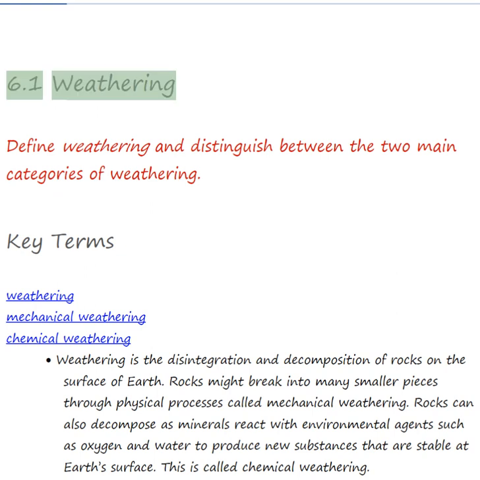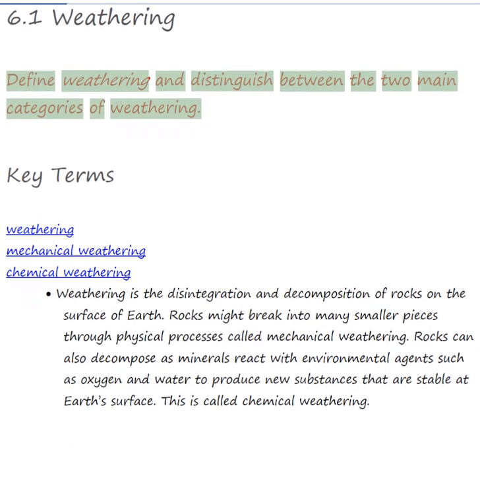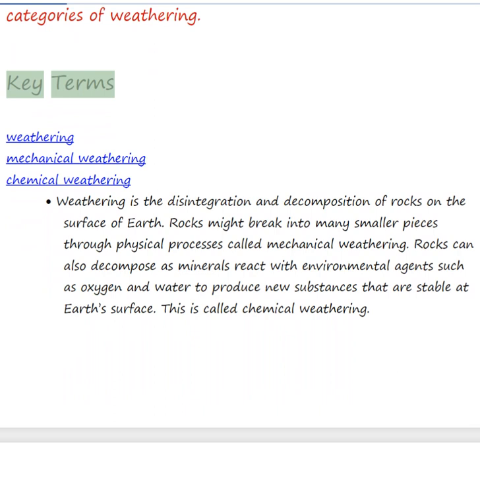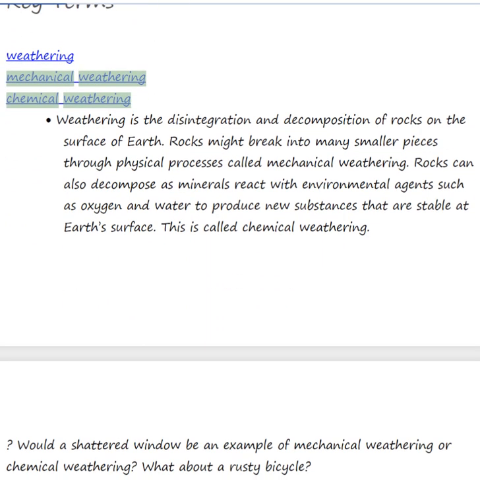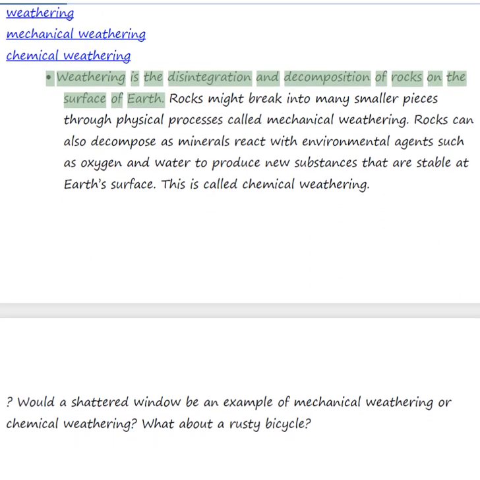6.1 Weathering. Define weathering and distinguish between the two main categories of weathering. Key terms: weathering, mechanical weathering, chemical weathering.